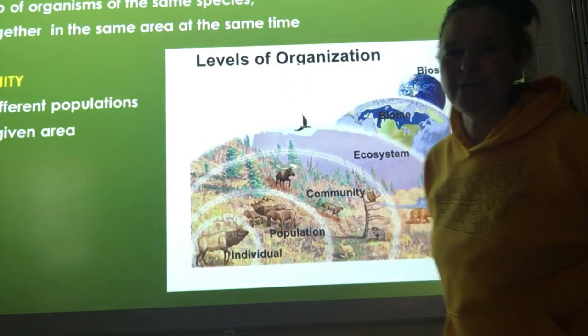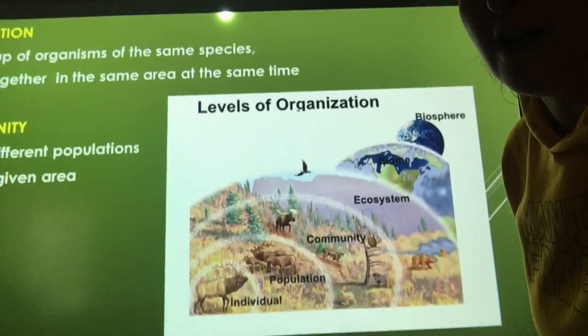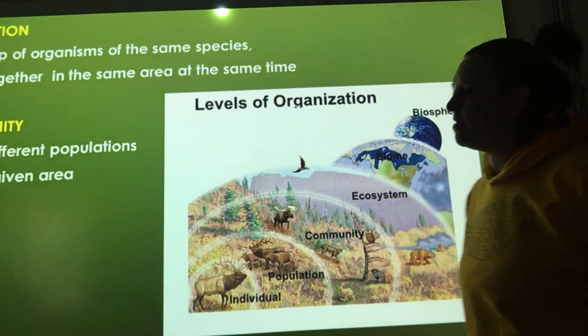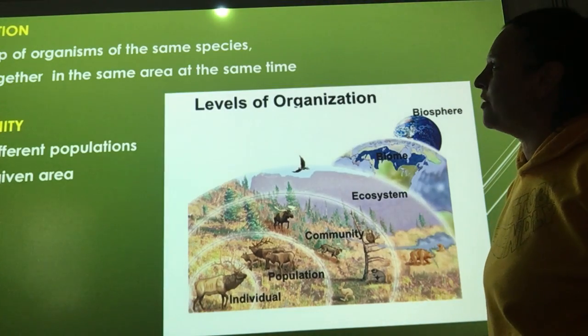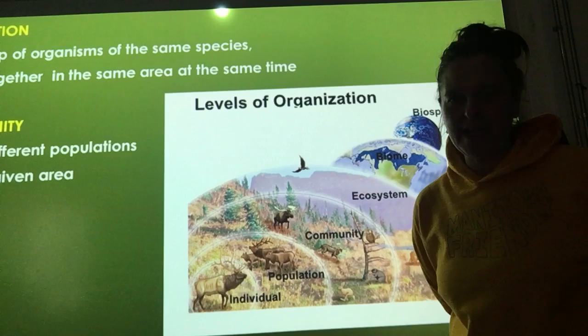Okay, population, community. Again, these are all words we use all the time, but do we know what it means in terms of ecology? I know it's a little bit off the scale or the screen, but you've got a copy of this online. So population. When we talk about population in terms of ecology, we mean a group of organisms of the same species living together in the same area, same time.